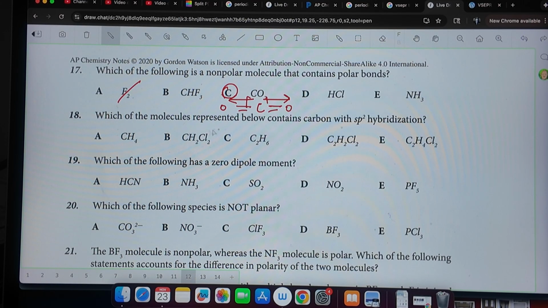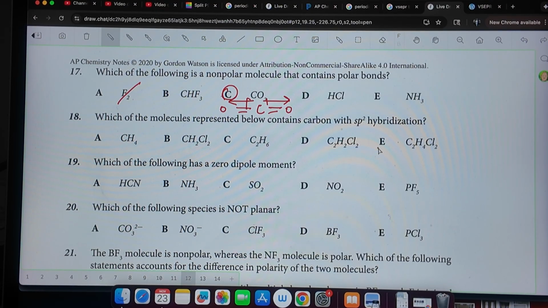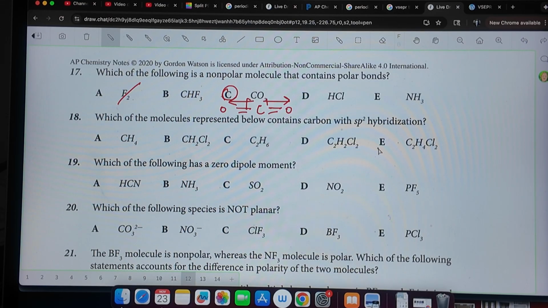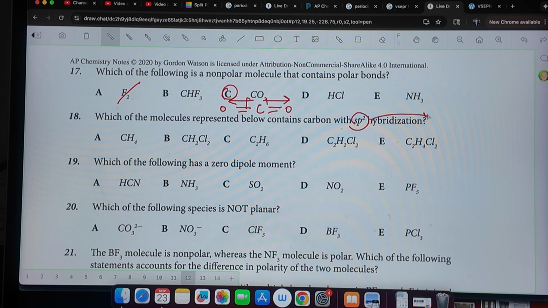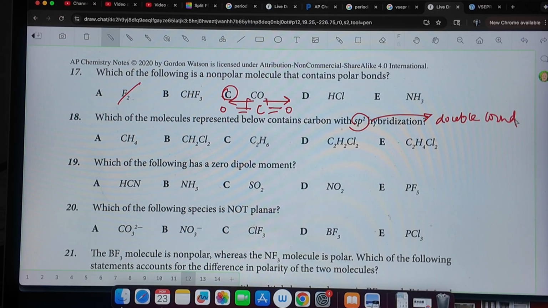Which of the molecules represented below contains carbon with sp2 hybridization? So we talked about earlier how sp is a triple bond and sp3 is a single bond, and so sp2 would be a double bond. So which of the following molecules? So this one's talking about a double bond, right? A double bond. And so which one of these is basically asking has a double bond?